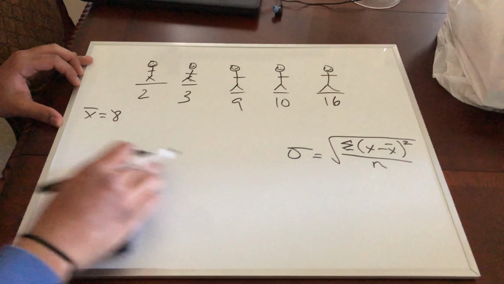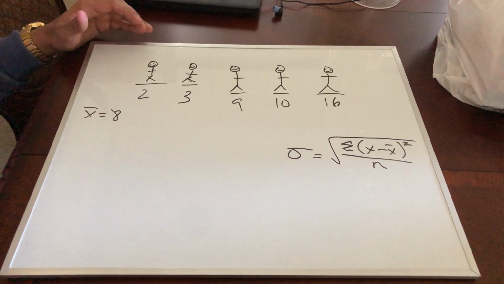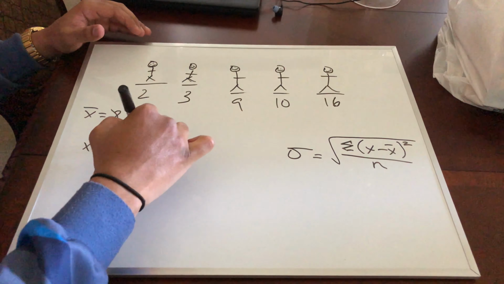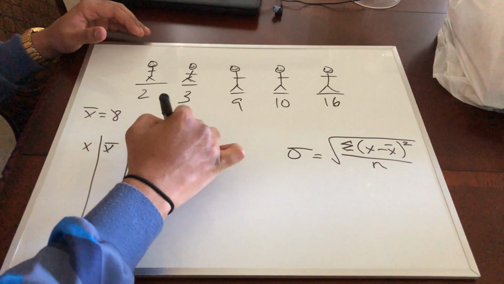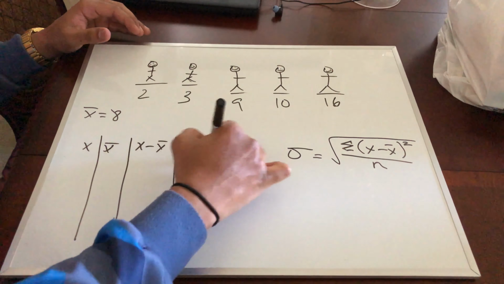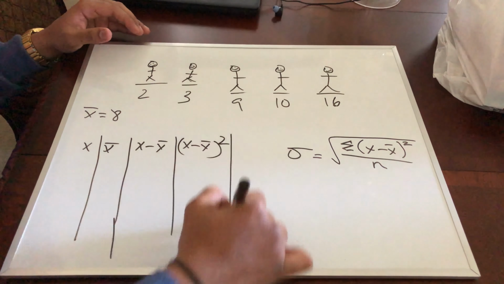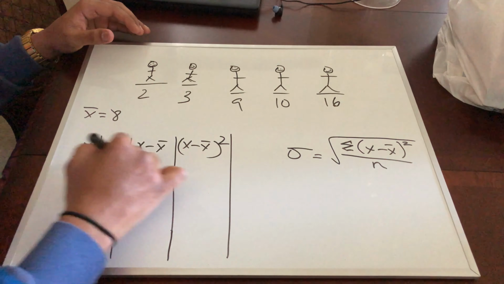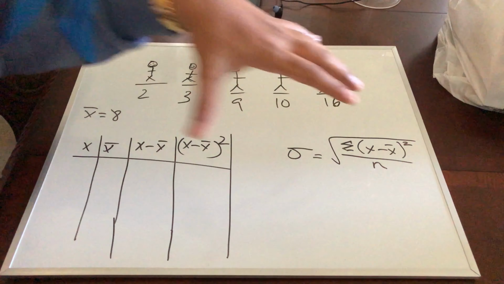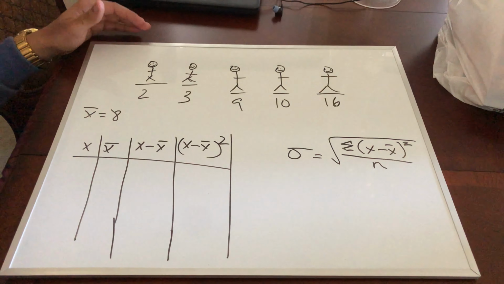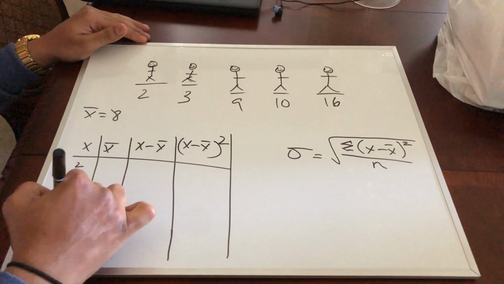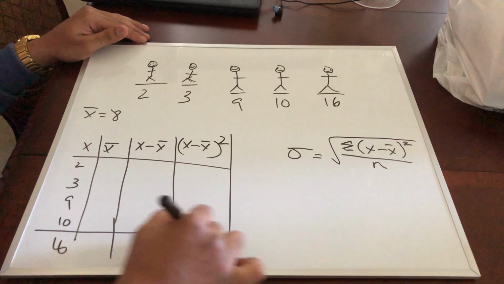The next thing we're actually going to do is draw a table. You're going to draw it with your X value, your X bar value, your X minus X bar value, okay? And then you're going to get X minus X bar squared, okay? There are many different tables you can draw. And like I said, it could be easier if you just plug it into the calculator. I'm just doing it step by step for you guys to understand it, all right? So we're going to get 2, 3, 9, 10, and 16, okay?